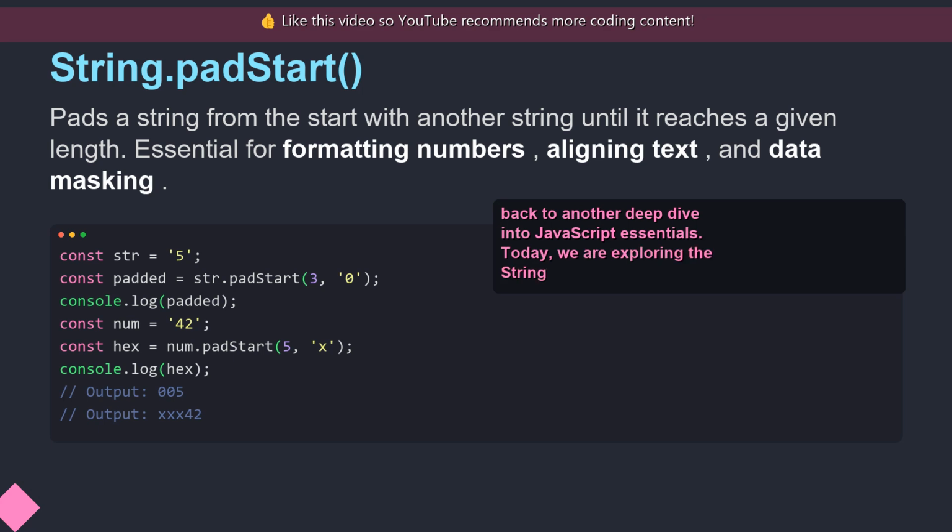Today, we are exploring the string prototype method .padStart. If you have ever struggled with aligning text in the console, needed to format numbers with leading zeros, or wanted to create fixed-length identifiers, this method is an absolute lifesaver. It's simple, powerful, and something you will use constantly in your day-to-day coding.